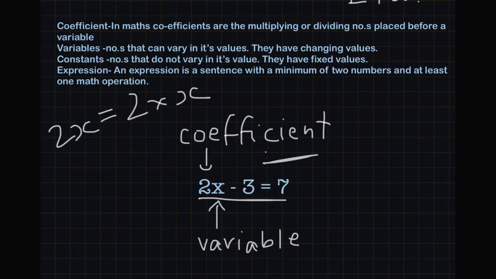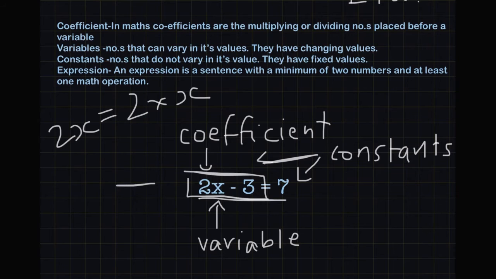Now let's find the constants. Constants are numbers that do not vary in their values. They have fixed values. So the constants here are 3 and 7. Now let's find the expression. An expression is a sentence with a minimum of two numbers and at least one math operation. So as you can see, the expression here is 2x minus 3. We find two integers 2 and 3 and we have a mathematical operation.